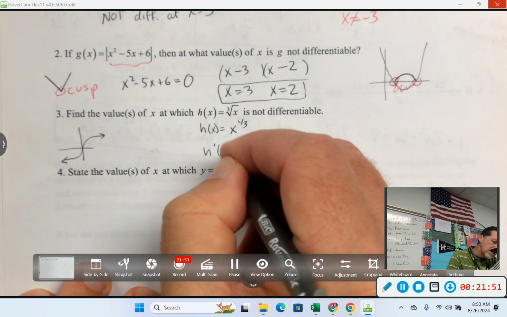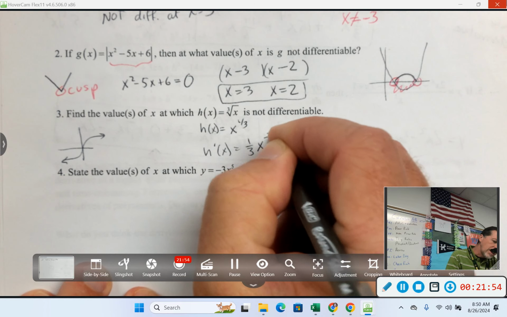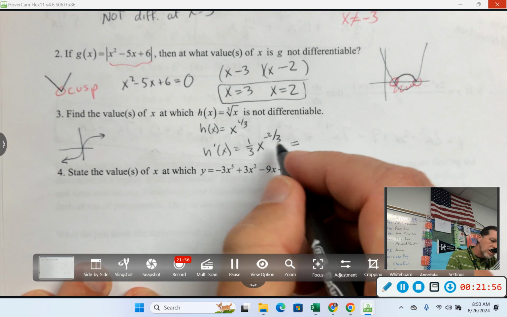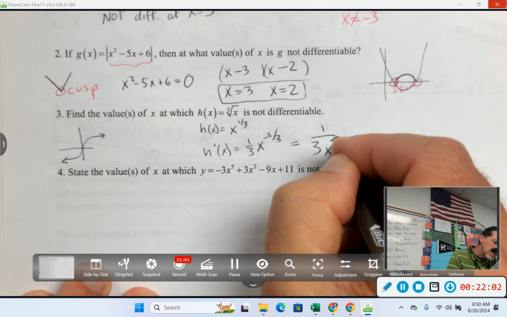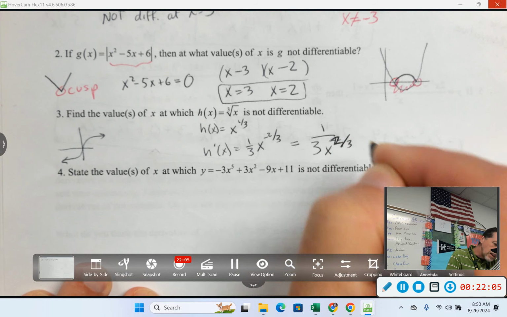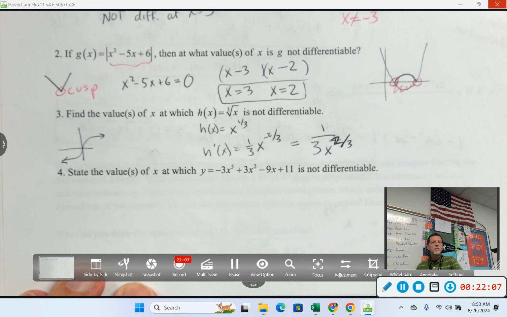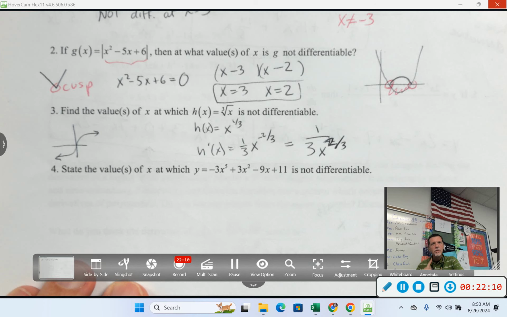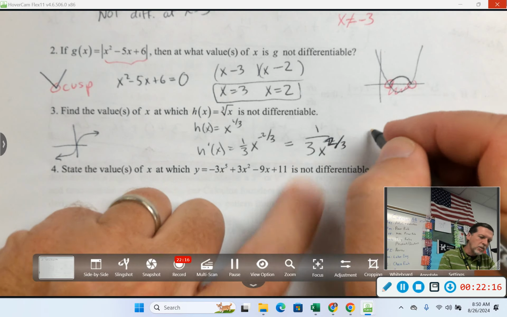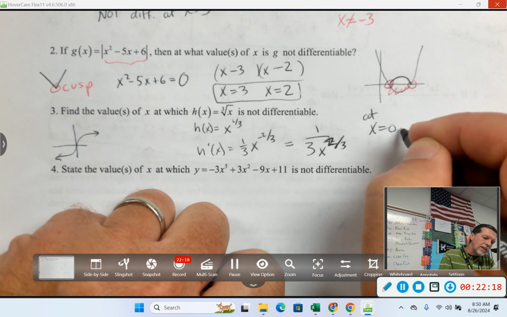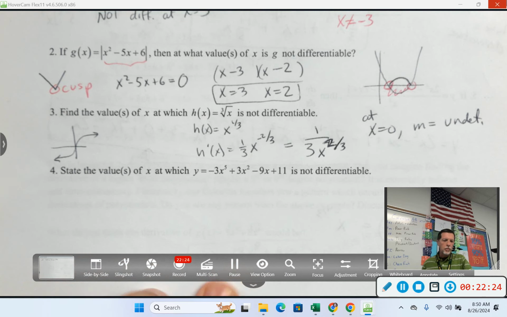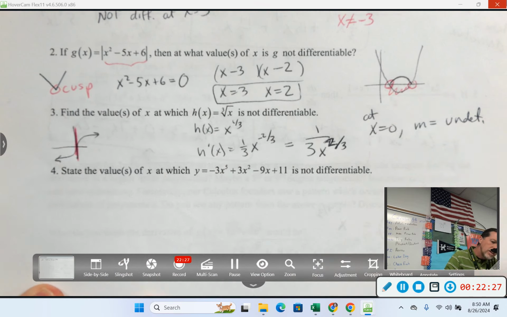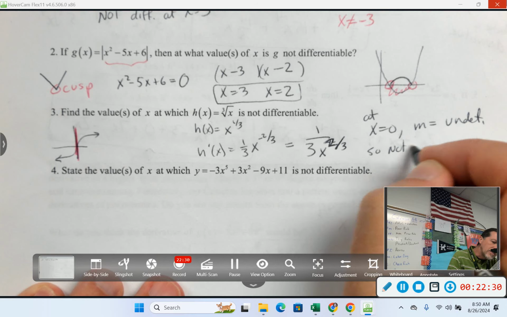So h prime then is 1/3 x to the negative 2/3. But that negative is what has me worried, because that sends it to the bottom. So now what's the problem? What value of x would be a problem for that derivative? 0. X can't be 0. So at x equals 0, the slope is undefined, which matches our picture if we drew it well. So it's not differentiable at x equals 0.